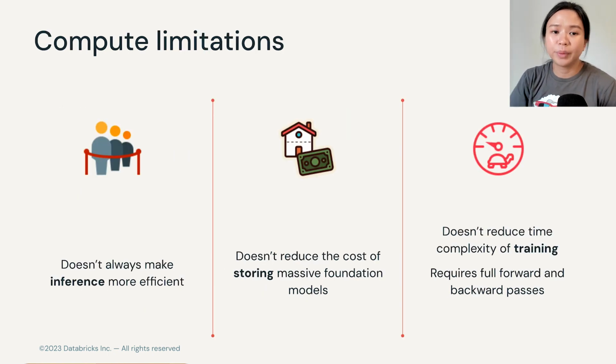The second angle that we can look at is the compute limitation. It doesn't always make serving or inference more efficient, and it doesn't remove or reduce the cost of storing the single copy of a massive foundation model. And lastly, we still have to undergo the same time complexity of training because we require full forward and backward passes for PEFT as well.